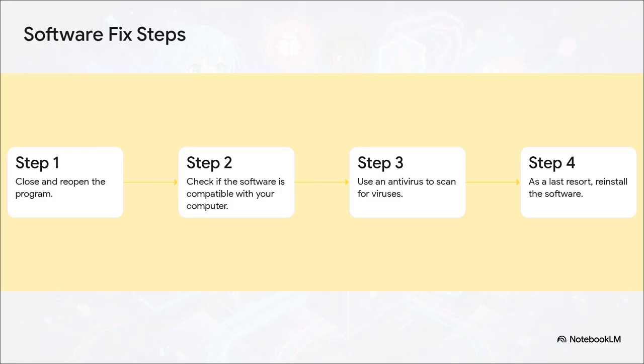So, when a program starts misbehaving, what's our game plan? Well, here's our official investigation checklist. First, the classic move. Just try closing and reopening the program. If that doesn't do the trick, try restarting the whole computer. Still no luck? Well, let's check if that software is even supposed to work on your computer. After that, it's time to scan for those pesky computer colds. And if all else fails, giving the software a fresh start by reinstalling it usually solves the case for good.